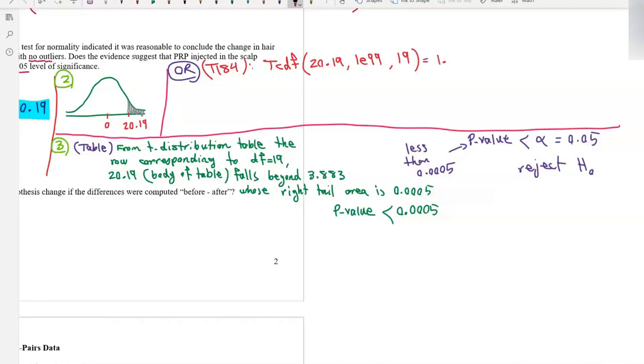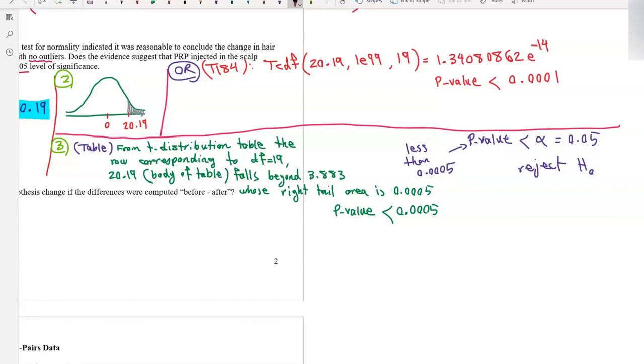I got 1.3408 62 E negative 14. So obviously this p-value, I can write this way: p-value is less than 0.000. Let's stop here because we don't need to write all these zeros. We can just say, okay, obviously this one is less than 0.0001.